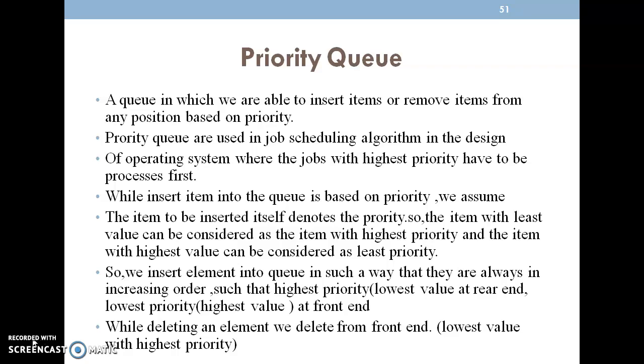In the above three types of queue, we insert the element either from the rear end or from the front end, or you can delete the element from the front end or from the rear end, like in the double-ended queue. In this one, we are going to insert the element based on the priority, or you can say we can insert the element or remove the element from any position based on the priority.